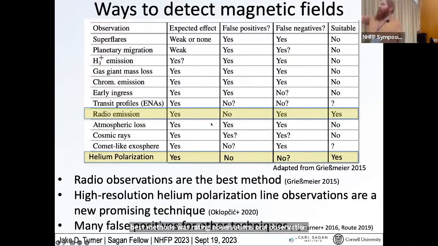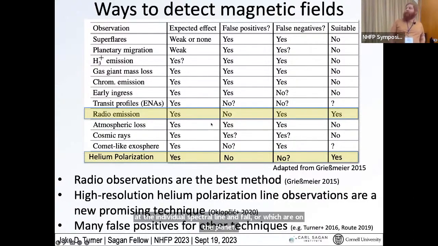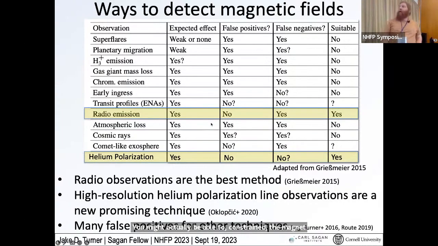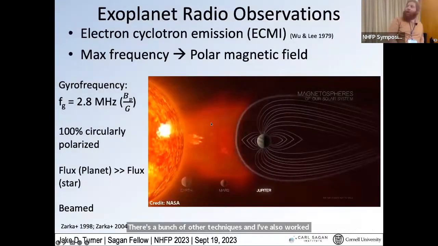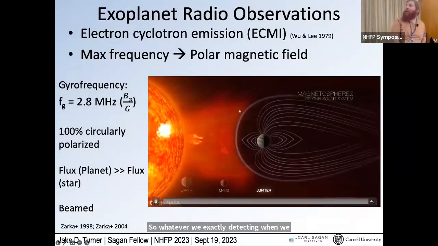And then recently there was another technique of looking at high resolution helium polarized light. If you look at the individual spectral line and follow it as it orbits around the planet, you might actually be able to constrain the magnetic field that way. So those are the two techniques I'll be talking about today. There are a bunch of other techniques, and I've also worked on some of the false positives in my PhD. So what are we exactly detecting when we talk about radio observations?